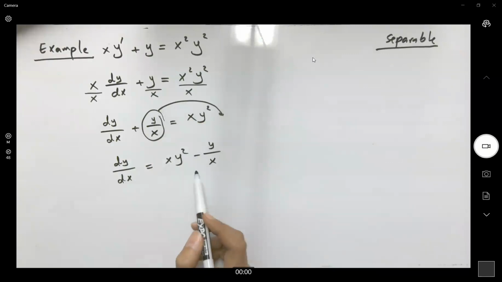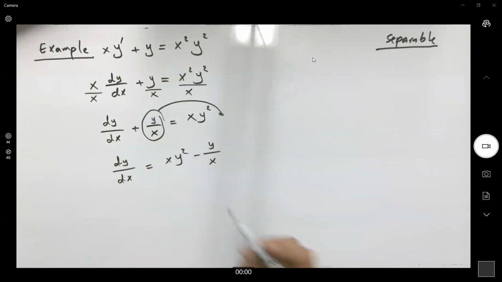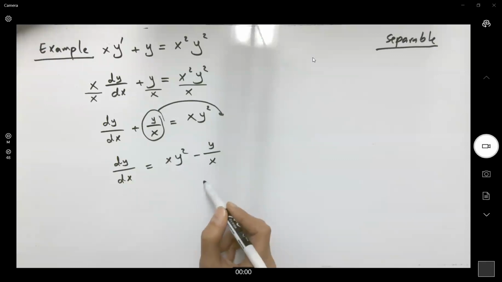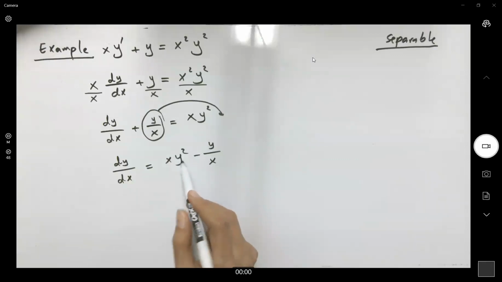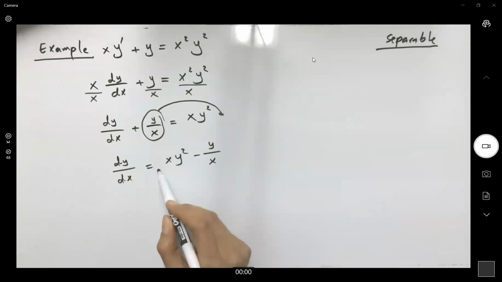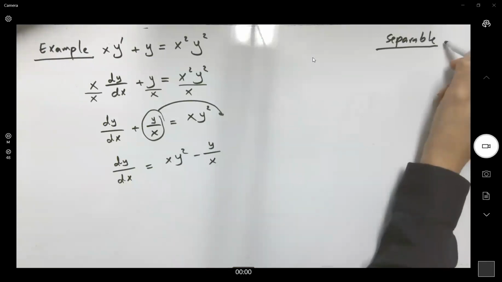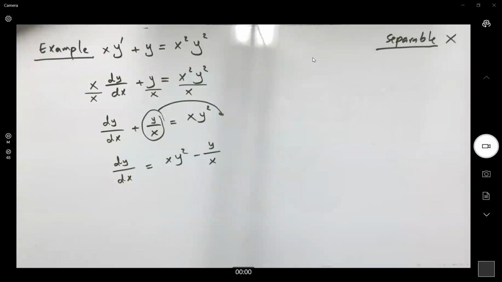Well, the question is, how do you separate these? Is it possible to just separate x and y's? Can we do that? How do you do that? If you factor out y, you're left with one y here. If you factor out x, then you end up with another x here. So it's not separable. The method of separation doesn't work here. Okay.